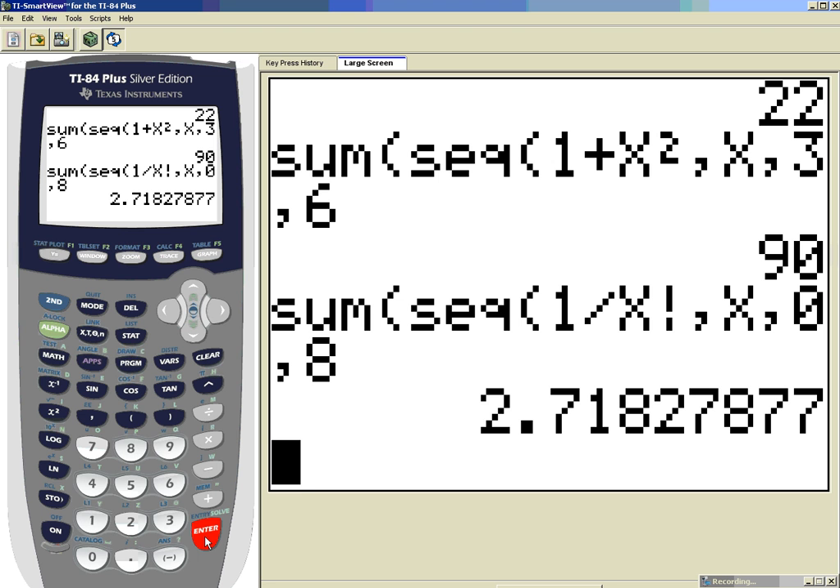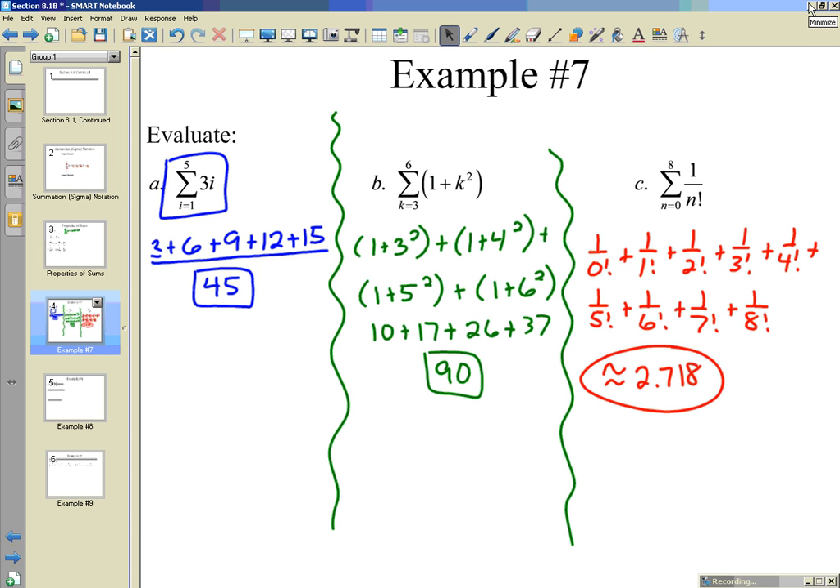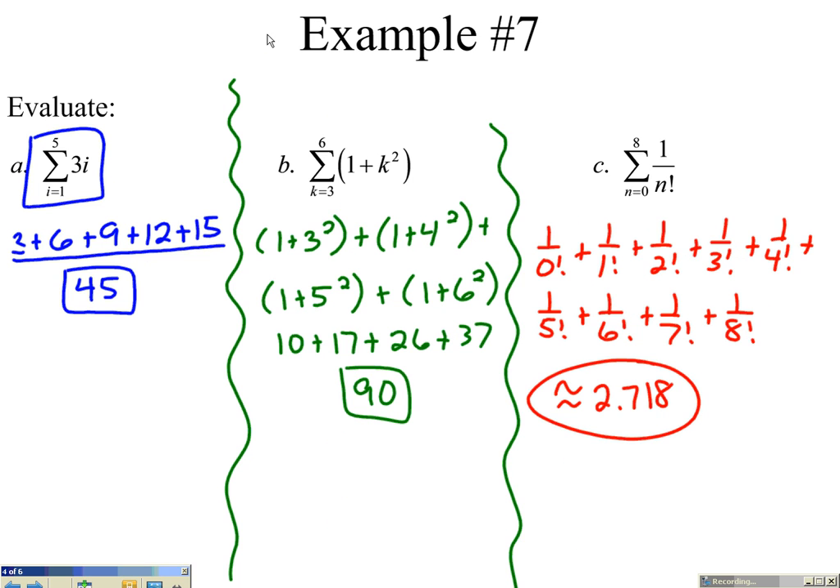So again, these can be plugged into the calculator and checked very easily. Make sure you understand, however, how to go from summation form into being able to write out the entire sequence.